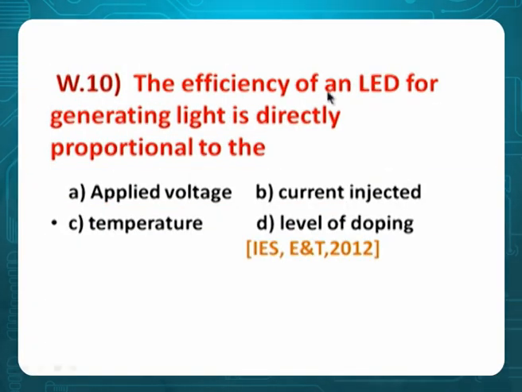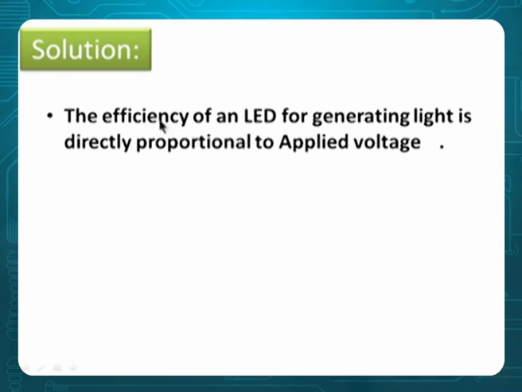10th question. The efficiency of an LED for generating light is directly proportional to: applied voltage, current injected, temperature, level of doping. Look at the solution. The efficiency of LED for generating light is directly proportional to applied voltage. That is option A.